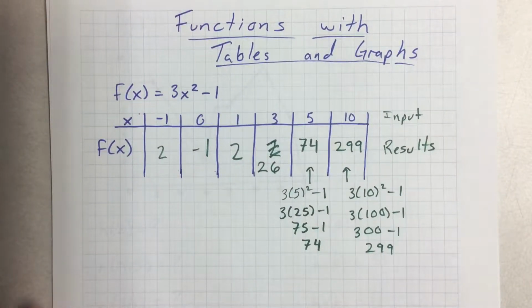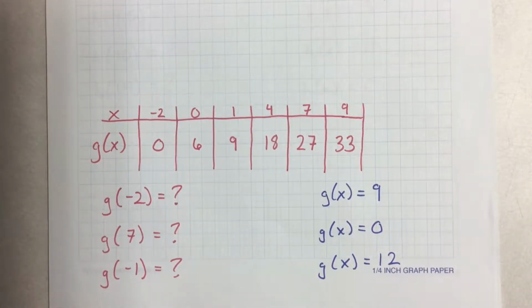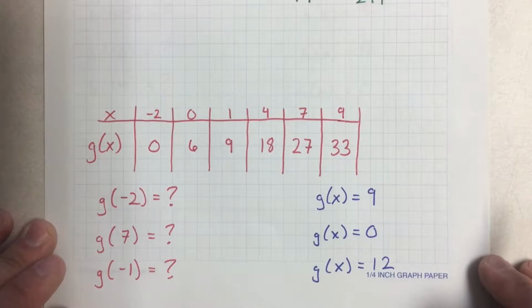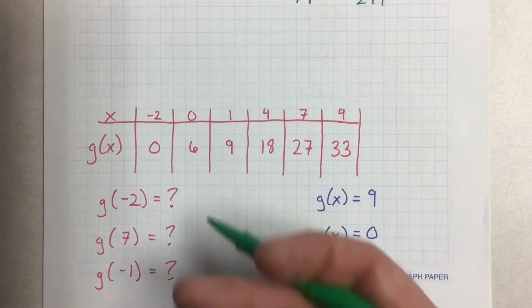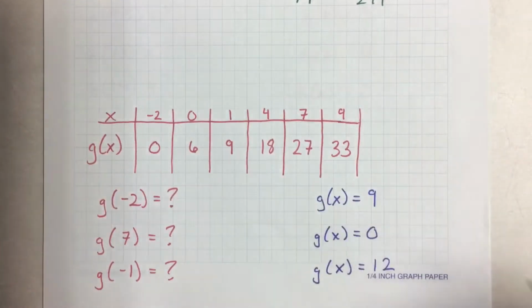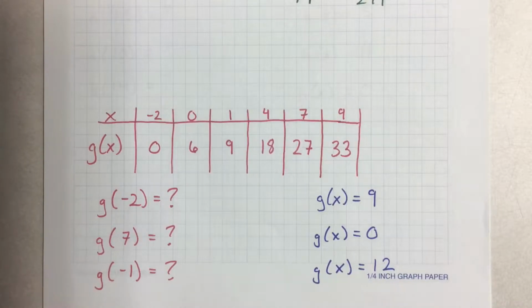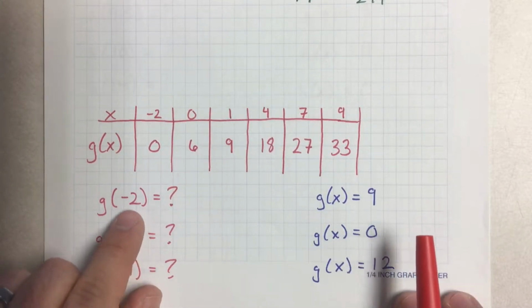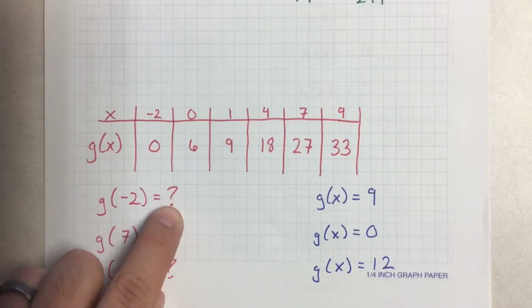Let's look at another example, kind of different than this one. So let's say we already have the table filled out. You already know what, say, g of -2 is. Like, we already know the function. So now we're utilizing this function to complete some problems here. So now this first one, remembering function notation, is asking, when the input is -2, what is the output?